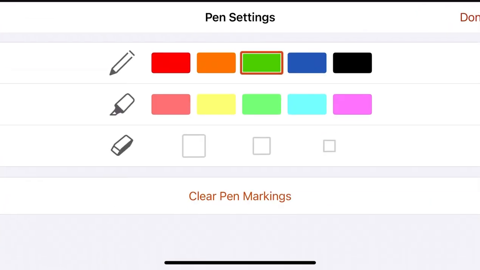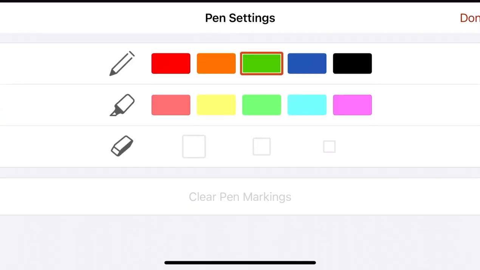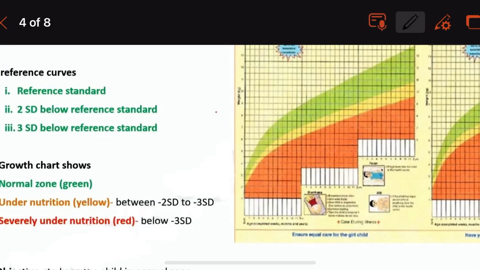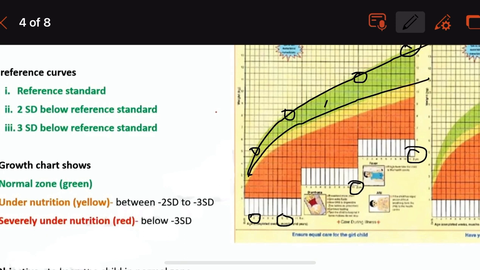Now let us understand it. When you record the weight of the baby, suppose the baby's weight at 2 months is 5, at 6 to 8 months it is 8, at 2 years it is 10, and by 3 years it is 13 or 14. When the baby's points are placed like this and the growth curve goes like this, it is falling under the green zone and it is safe.